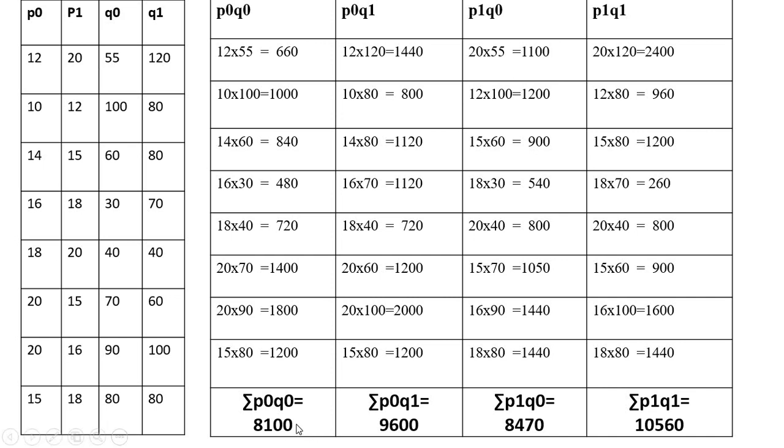Then the totals: 8,100 will come for this column, 9,600 for this column, 8,470 for this, 10,560 for this. Look here again: P0 into Q0, the P0 column and Q0 column are multiplied. P0 and Q1, P0 column and Q1 column multiplied. P1 Q0, P1 column and Q0 column multiplied. P1 and Q1, those columns multiplied. This is the way I have shown here. Any combination, any order we make, finally this total you should get properly. If you get it, you can get full marks.